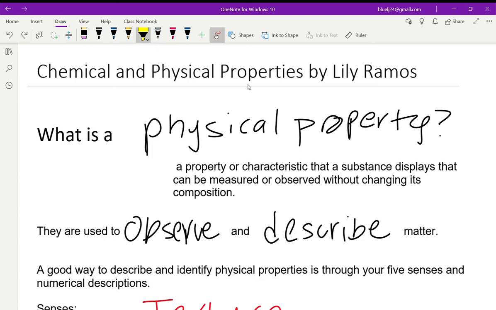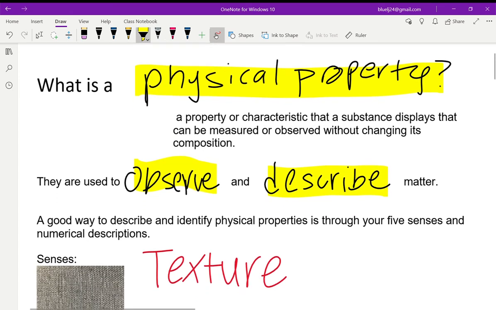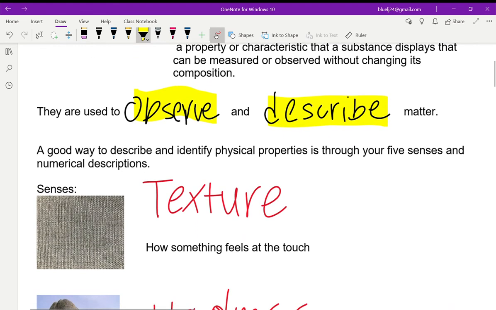So first off, what is a physical property? A physical property is a property or characteristic that a substance displays that can be measured or observed without changing its composition. They are used to observe and describe matter. A good way to describe and identify physical properties is through your five senses and numerical descriptions.